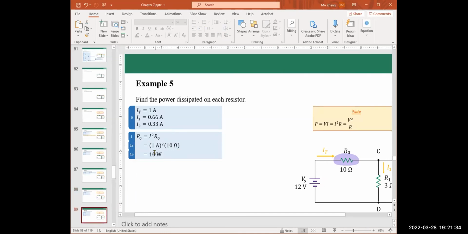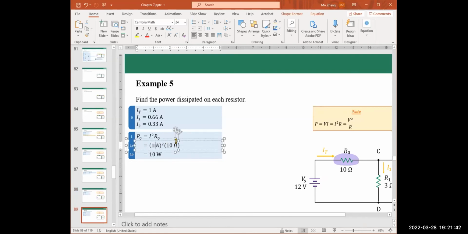So it's 10. Again, during the calculation steps, no need to worry about units that much. As long as there's no prefix, the result is easy to obtain. So 1 squared times 10 is 10. And then the SI unit for power is just watt, so just append the proper unit at the end. So here is the power dissipated on resistor R0.